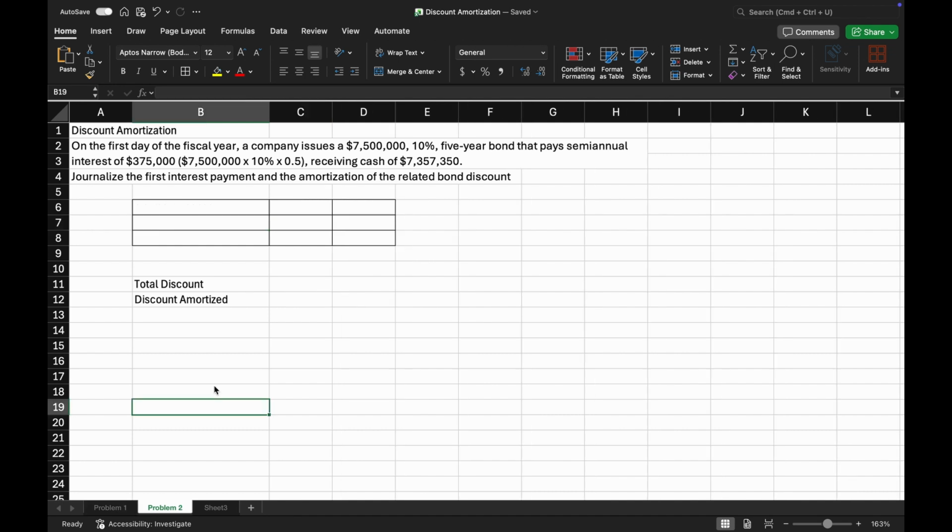Let's say that on the first day of the fiscal year, a company issues a $7,500,000 10% 5-year bond that pays semi-annual interest of $375,000, receiving cash of $7,357,350. Your job is to journalize the first interest payment and the amortization of the related bond discount.